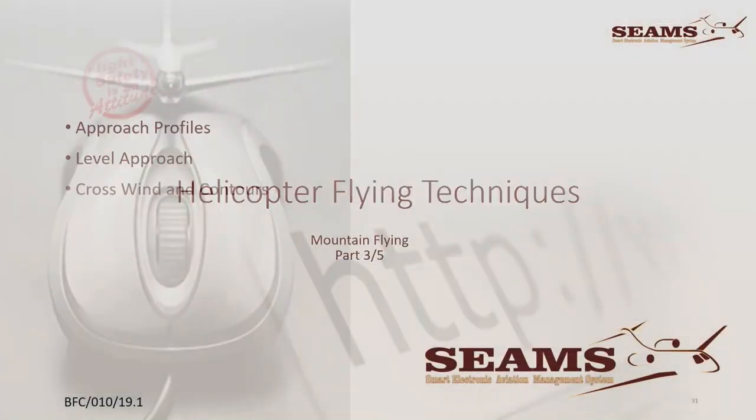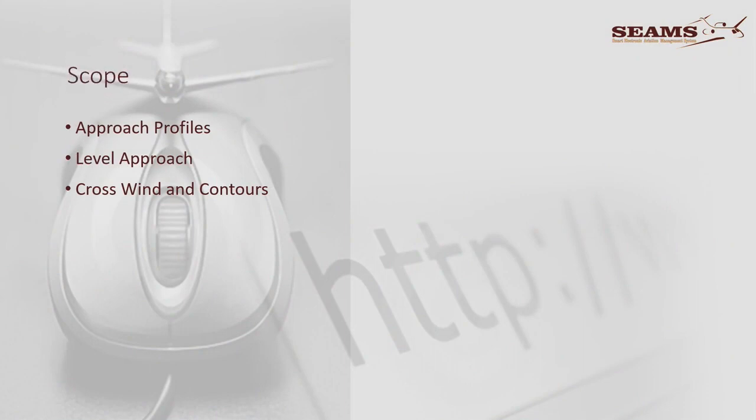Here we're going now with a third presentation on mountain flying. We've done a little bit now to say hi and the density, and we had a look at wind. So let's look in the third part at what I was talking about here. We're going to talk about the approach profiles, level approaches, crosswind and contours and stuff like that.